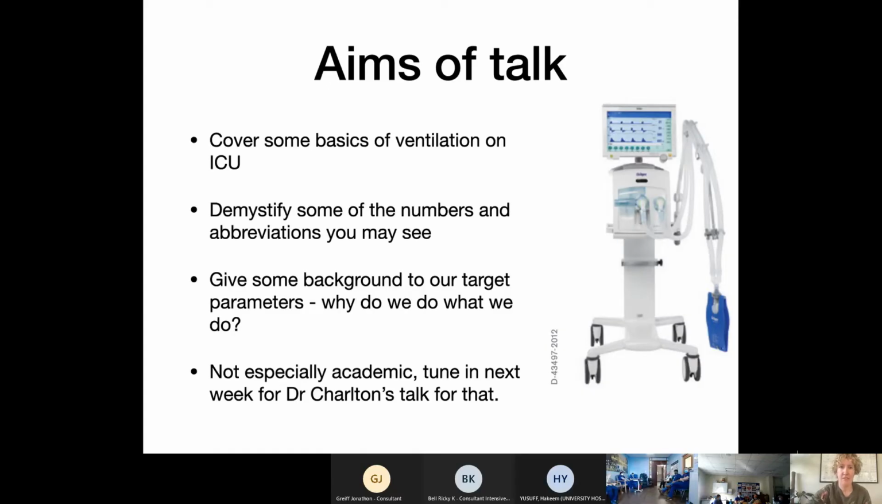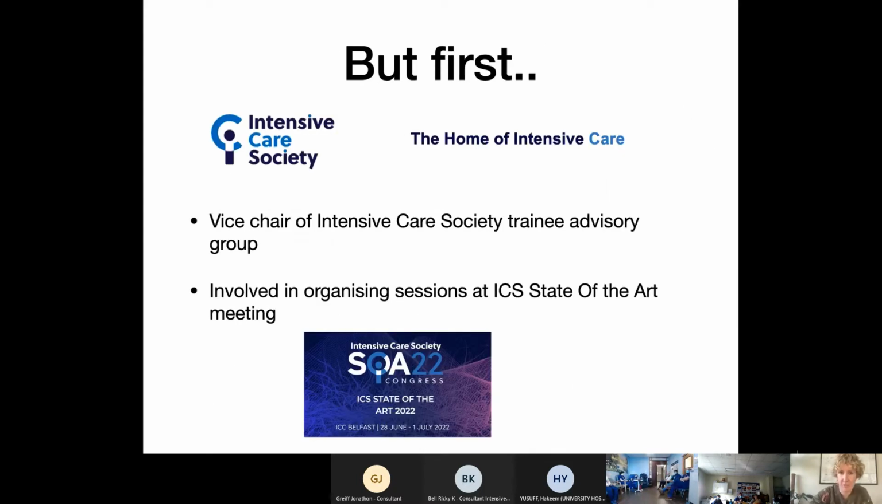So the aims of the talk are to cover some basics of ventilation on ICU, demystify some of the numbers and abbreviations that you might see, and give some background to our target parameters, so as I said, why we do what we do. I wouldn't describe myself as especially academic, so next week Dr. Matt Charlton is doing a talk, and I've got it on good authority that Matt once read West's respiratory physiology from cover to cover for fun. So you'll maybe get more of an academic slant from his talk, but mine is going to be an introduction really.